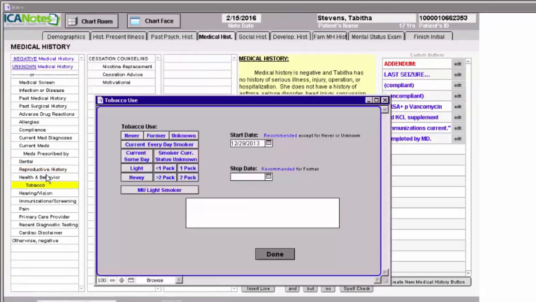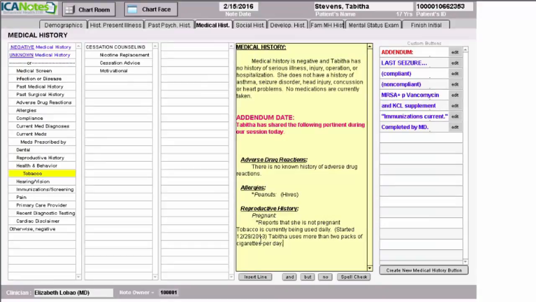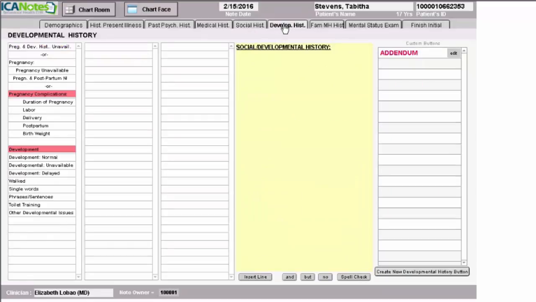We can look at tobacco history. I'm going to say that she is a current everyday smoker. Maybe she started about 2 years ago, and she smokes greater than 2 packs a day. This information is put right into your tobacco history report here. Let's look over at the developmental history first.